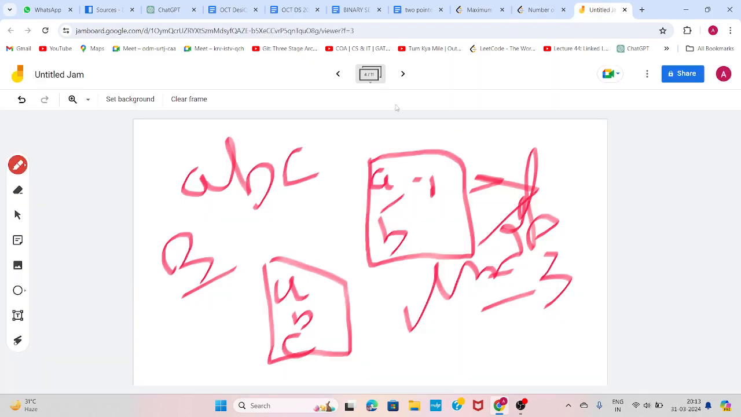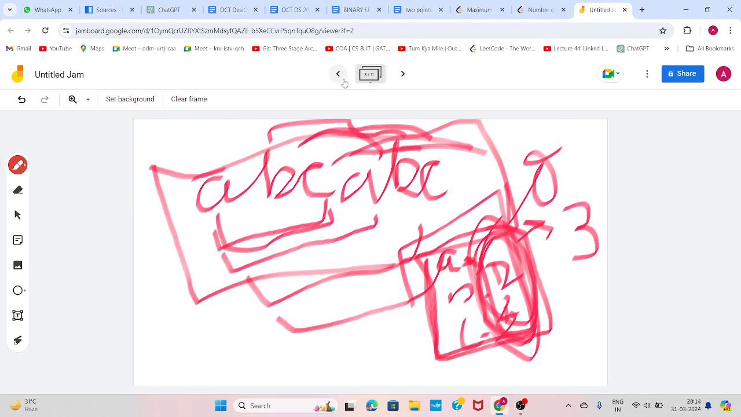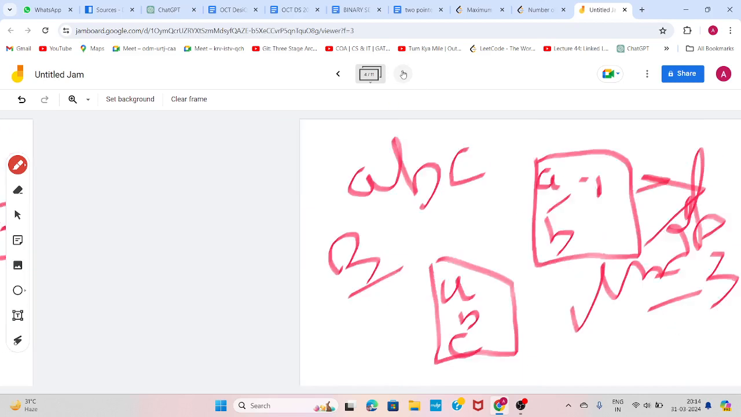Okay, so that is the same thing we are calculating. Now I think everything is clear till now. Okay, now one question arises: how will we move the window? Once we reach there, how will we move the window?